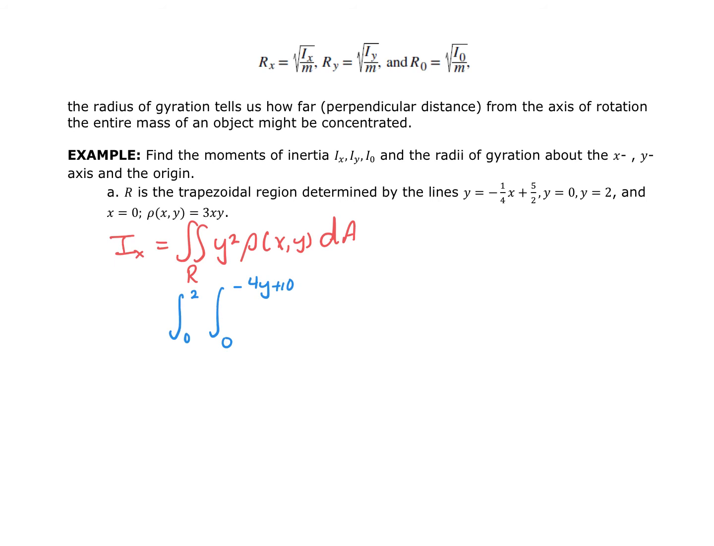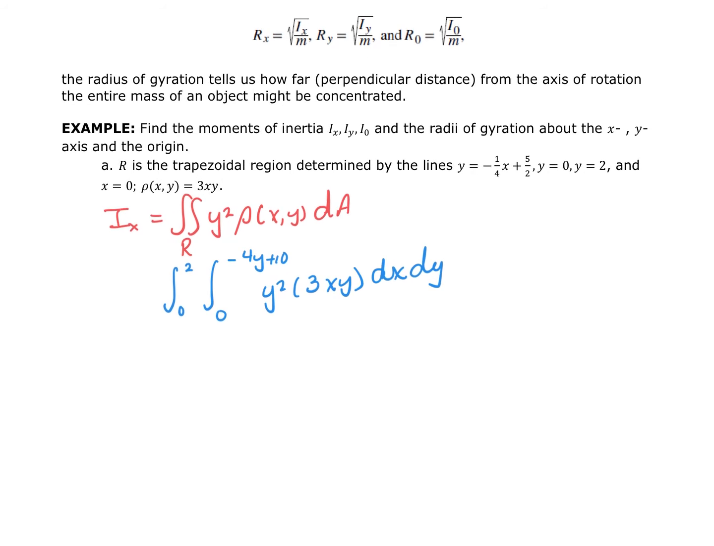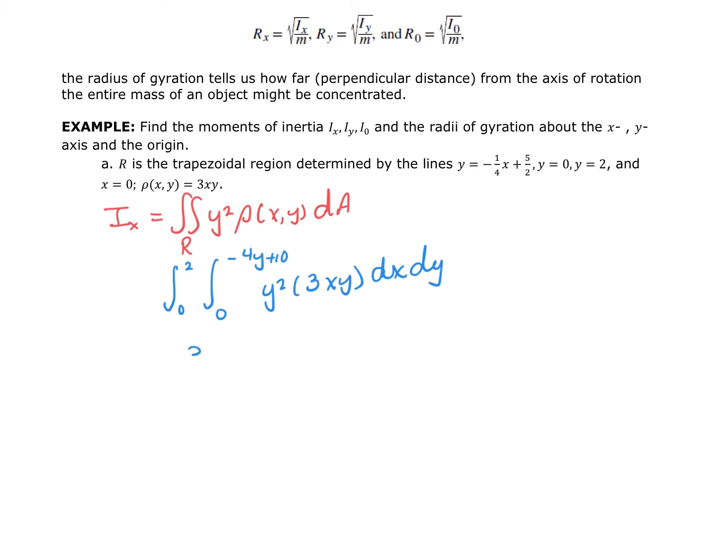Now I'm going to have my y squared, and then 3xy. If you remember, before we did it with respect to x first and then with respect to y. I can pull the 3 all the way out, from 0 to 2, from 0 to negative 4y plus 10, of x y to the third dx dy. Doing my regular integrations, I end up with 88.